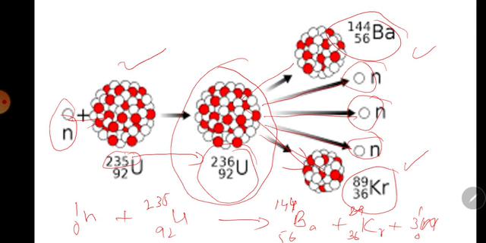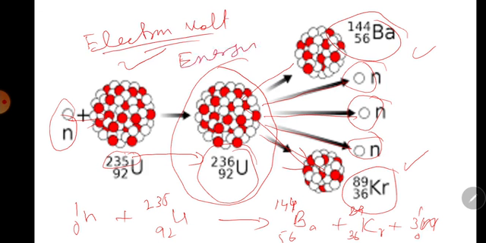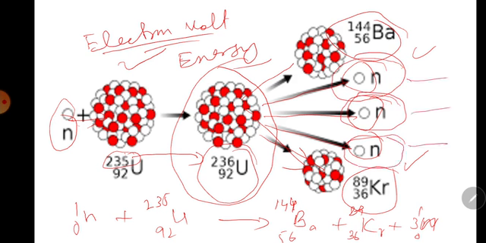Now, the information given in the book is that the electron volt is the unit of energy. Now, if further uranium is available, or you cannot control these 3 neutrons, they further cause 3 nuclear reactions, and during each reaction 3 neutrons are released.